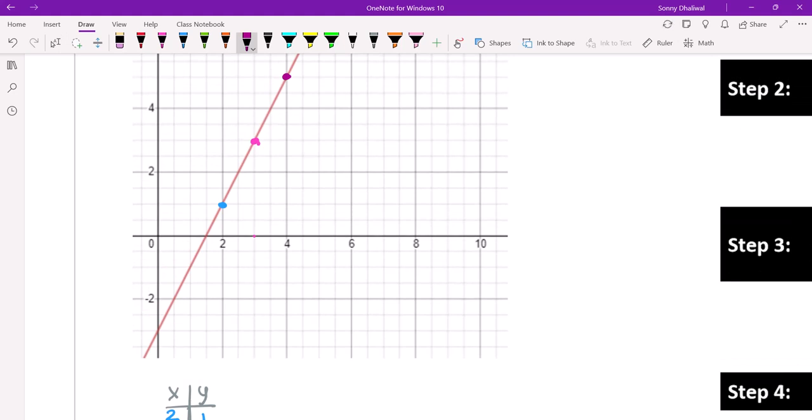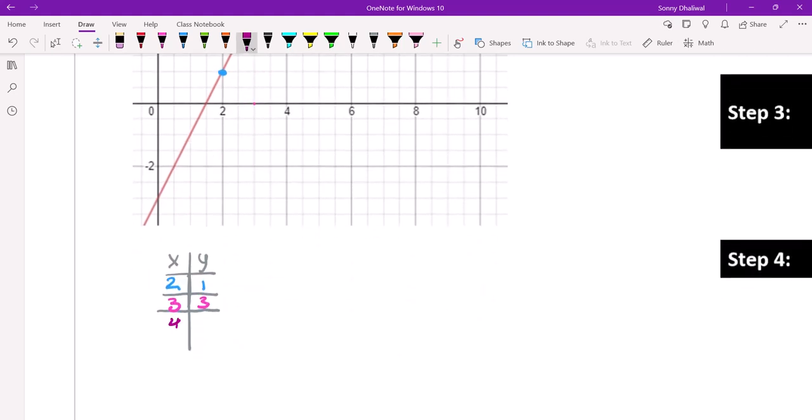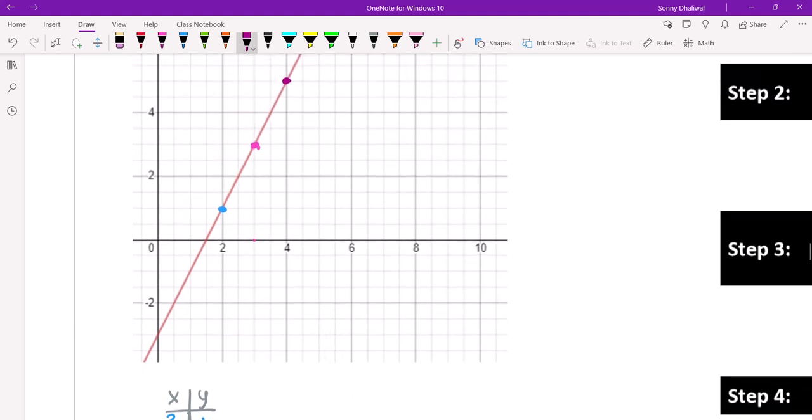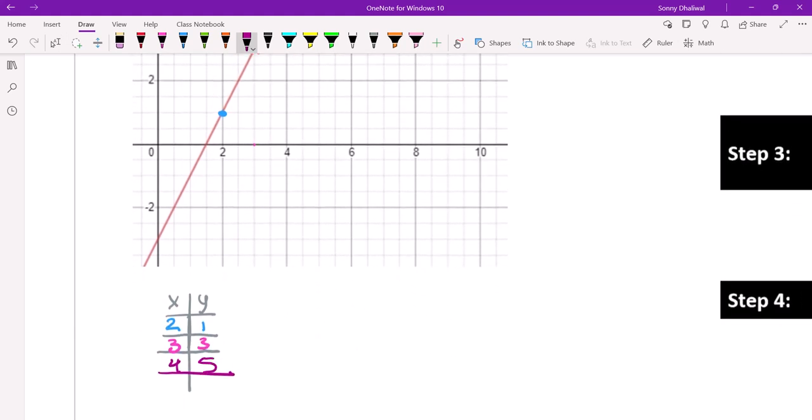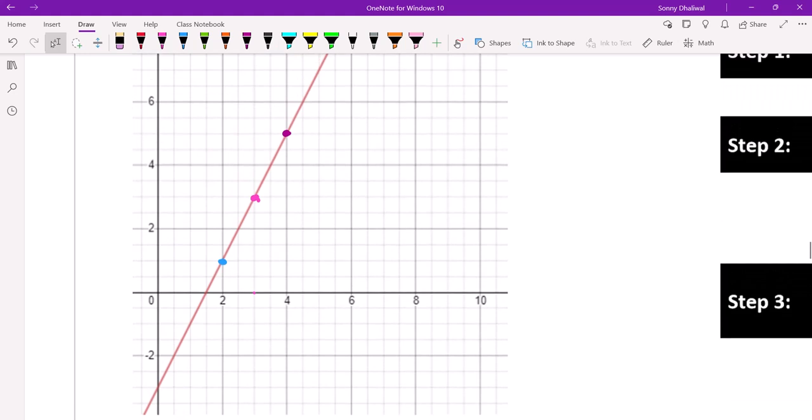What's the value at 4? 4 and 5. Thank you. Let's just do one more, just in case we make a mistake. At value 5, going up, 7.